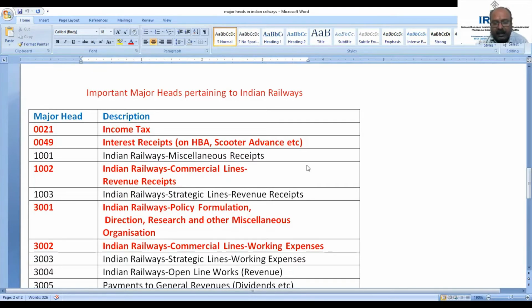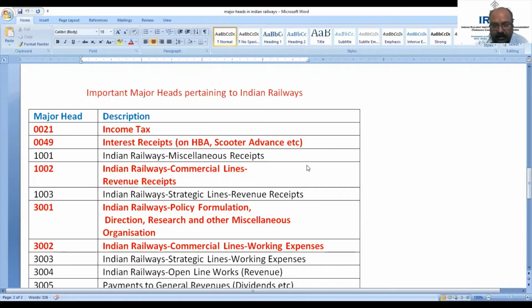If we check recoveries of HBA, scooter advance or computer advance, the allocation starts with 0049. That means the allocation major head is 0049. And Indian Railways miscellaneous receipts, that is, the dividends received from the railway PSUs, the RRB receipts, and receipts other than coaching, goods and sundry, are called miscellaneous receipts.